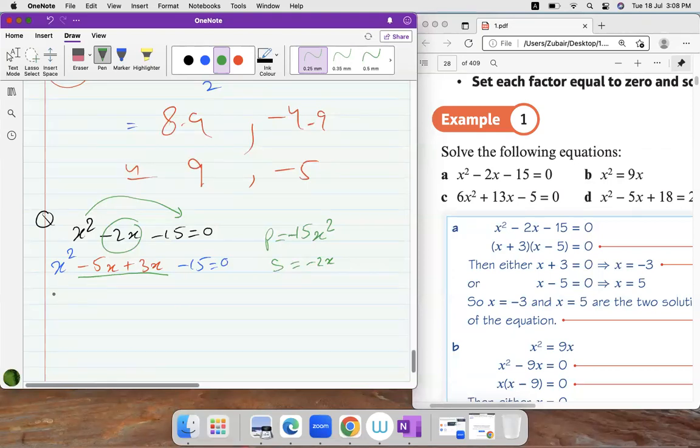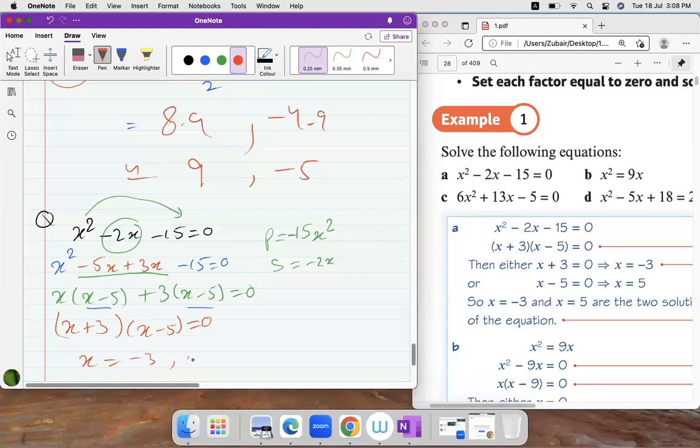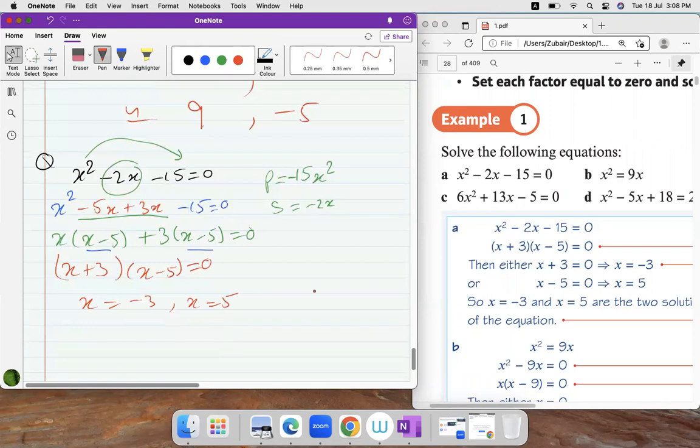Taking out common from the first two, this is x minus 5. Taking out common from the second two, this is x minus 5 again. Having these two brackets the same is a guarantee that you are making no mistake. x plus 3 times x minus 5 equals 0. So x is equal to minus 3 and x is equal to 5. These are your two solutions. And the main word which we will use in A-levels is roots. These are the roots of this equation. Any confusion?